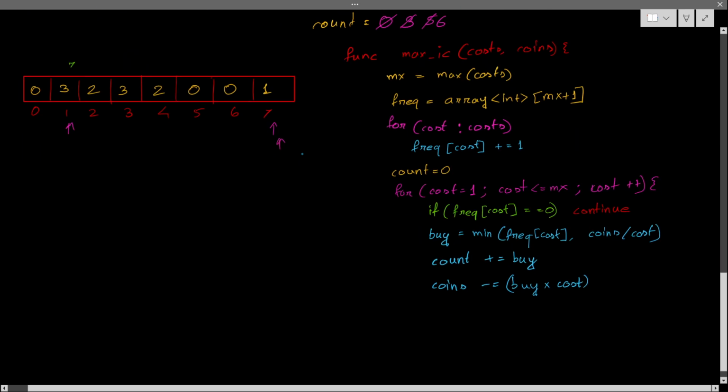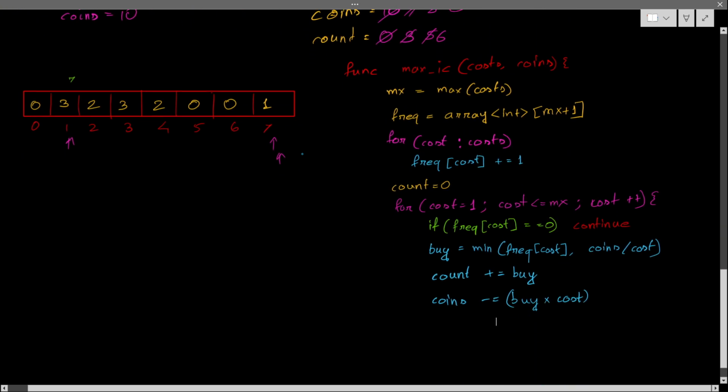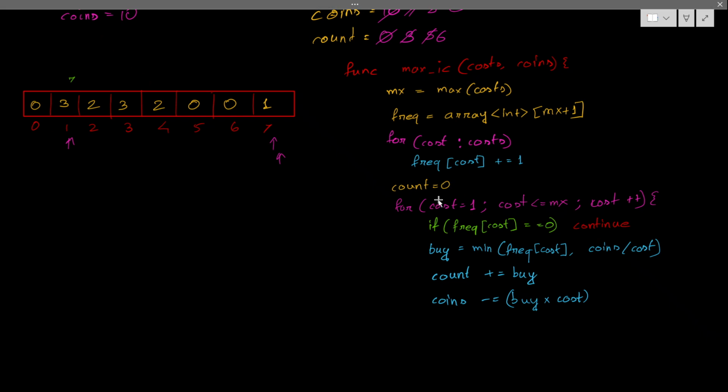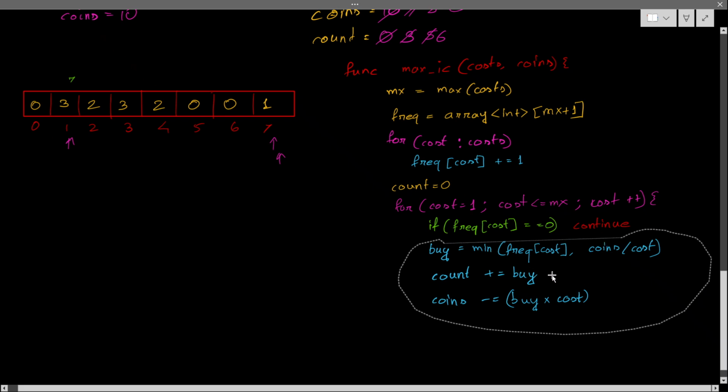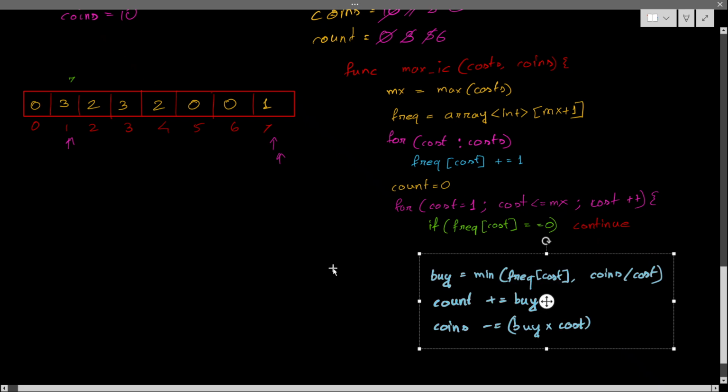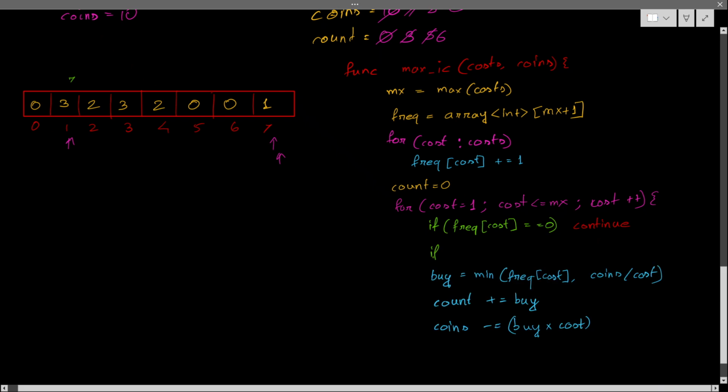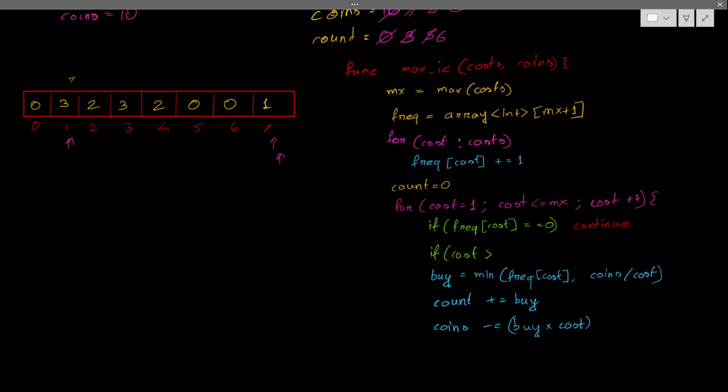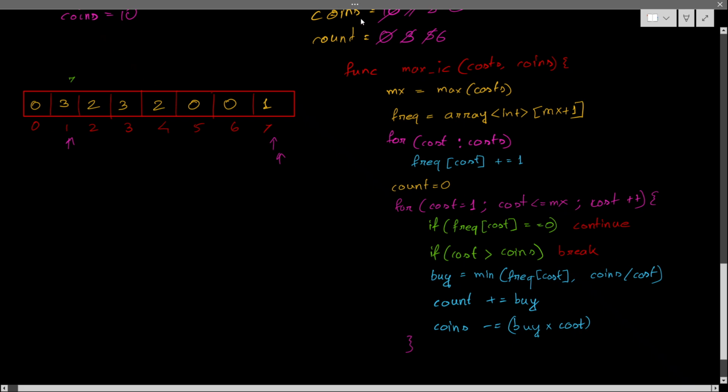Okay. Another condition, as I told you: sometimes my current cost is greater than my coins. That time also I will not do anything. So let me write the condition here as well. Another case, if my current cost is greater than my coins, that means I cannot buy anything. I'll simply break the loop. Simple. And I can solve this. Fine. And at the end I can return my count, the number of candies I am going to buy. Okay, this is the case.